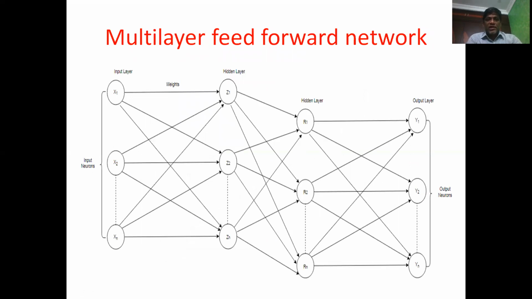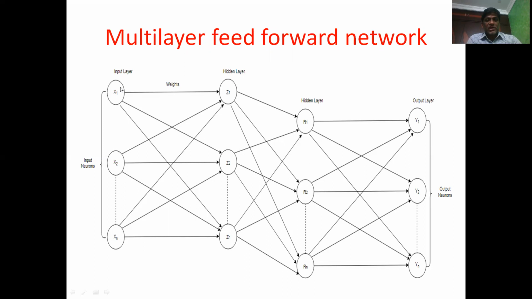The second category is multi-layer feed-forward neural network. The difference between single-layer feed-forward network and multi-layer feed-forward network lies over here. You can observe the difference. There lies some hidden layers, extra hidden layers between the input layer and output layer. Except this difference, other things are going to be same as the single-layer feed-forward neural network.